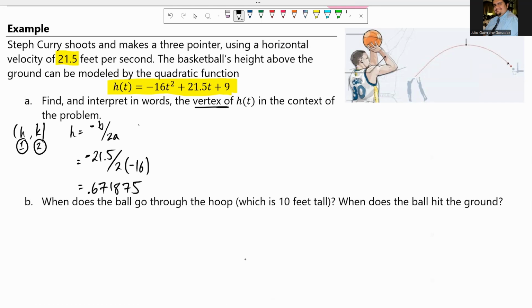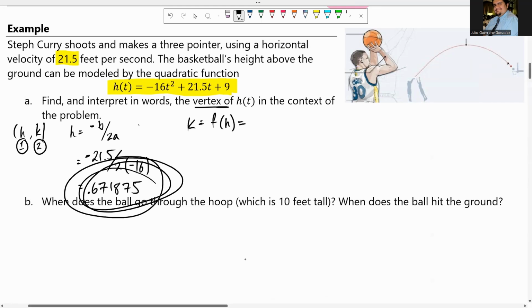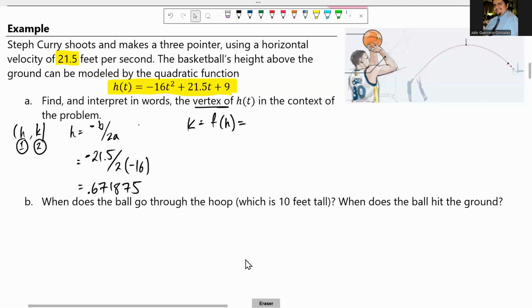For k, that is essentially f of h, so we get to plug that into our function itself. So that's going to be negative 16 times 0.672, rounded. And this is fine. I think I've mentioned multiple times in the class, if you round to two or three decimal places, that's healthy enough. This isn't a science class. I don't entirely care about sig figs.